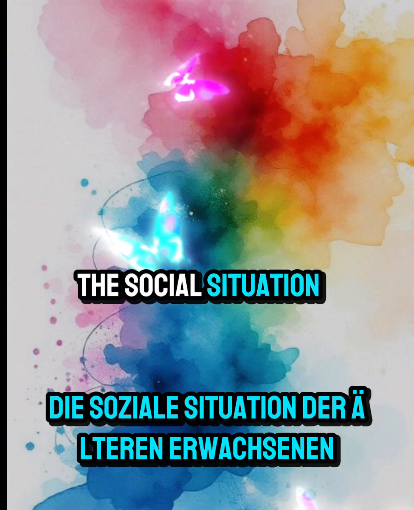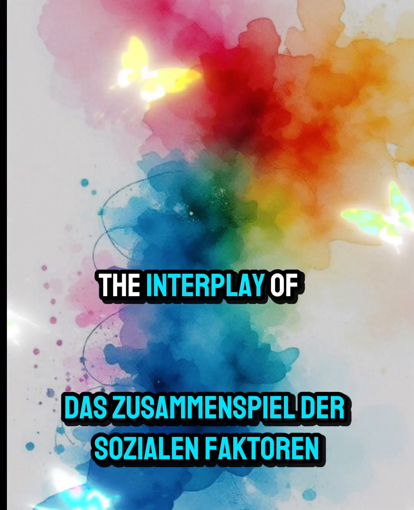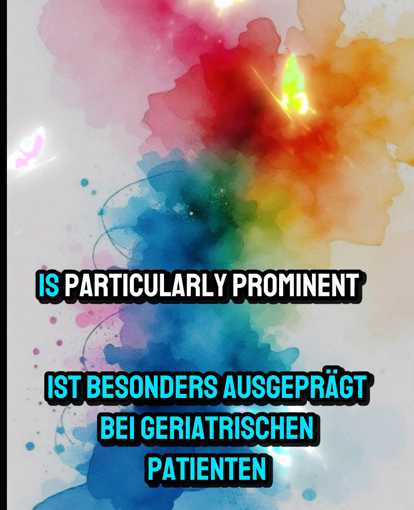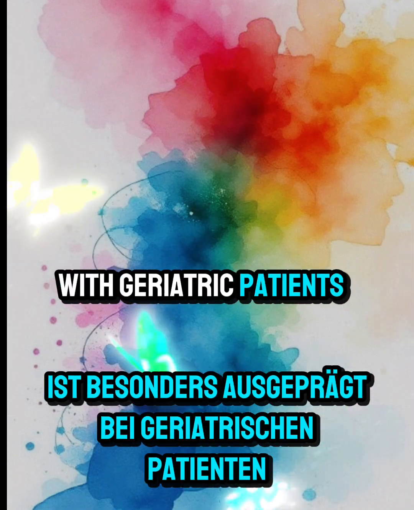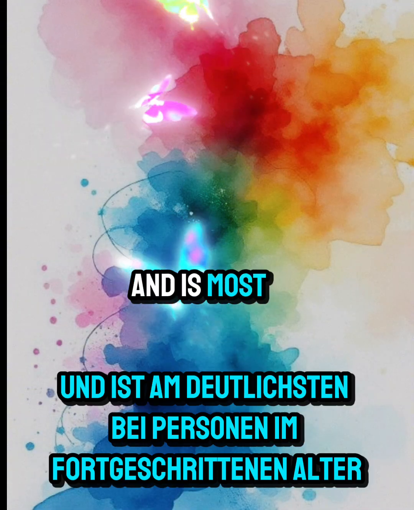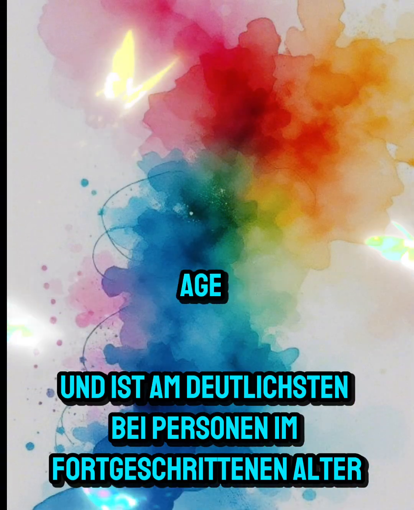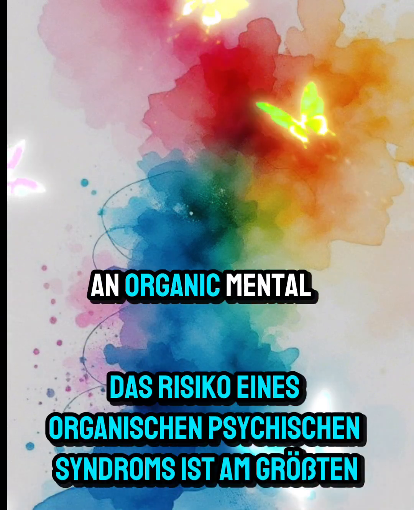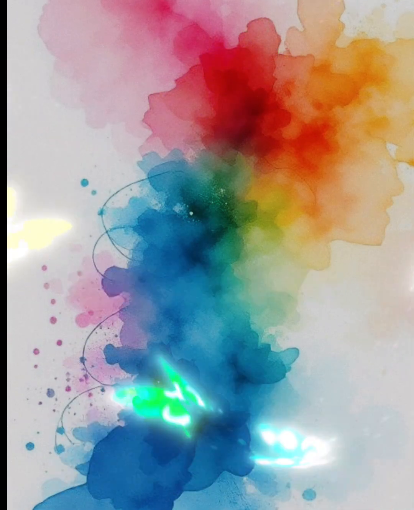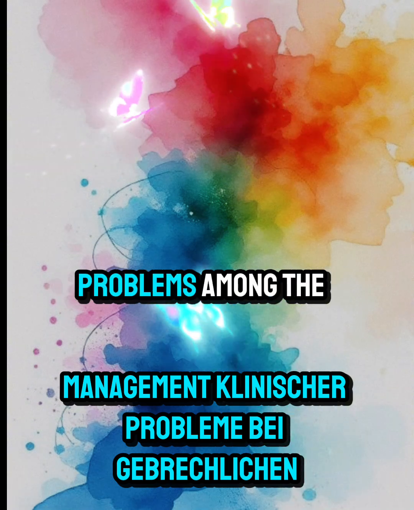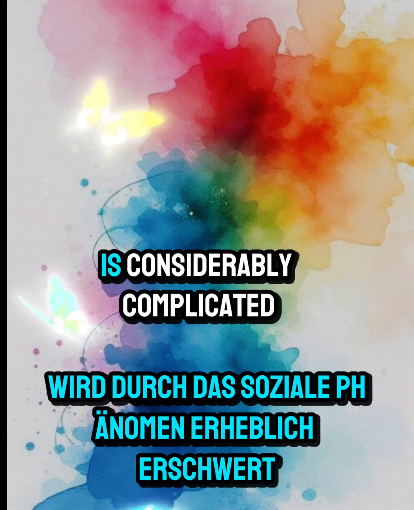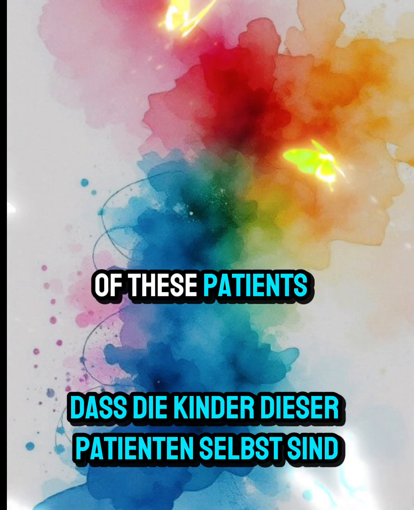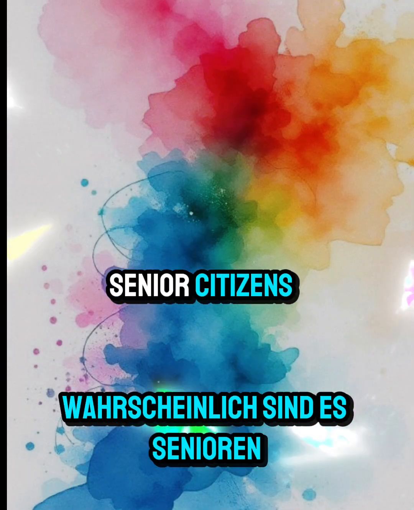The social situation of the older adult. The interplay of social factors with biomedical and psychological variables is particularly prominent with geriatric patients, Palmore 1980, and is most apparent with persons of an advanced age, over 85, referred to as the old-old, in whom the risk of an organic mental syndrome is greatest. Management of clinical problems among the frail in this age group is considerably complicated by the social phenomenon that the children of these patients are themselves likely to be senior citizens.